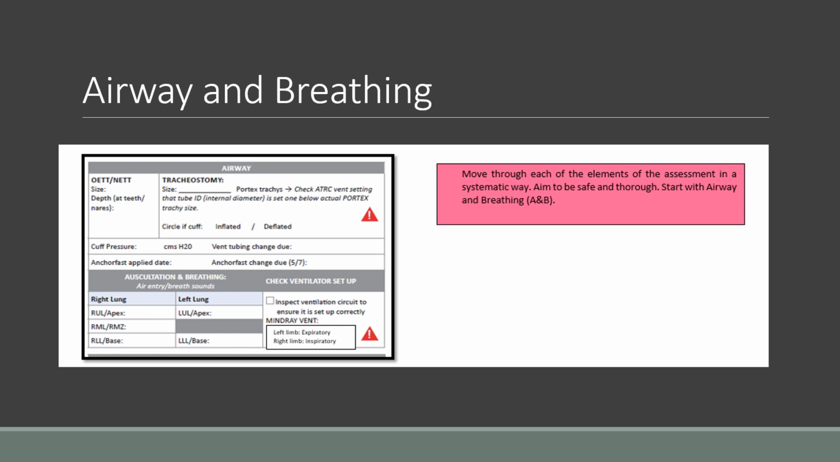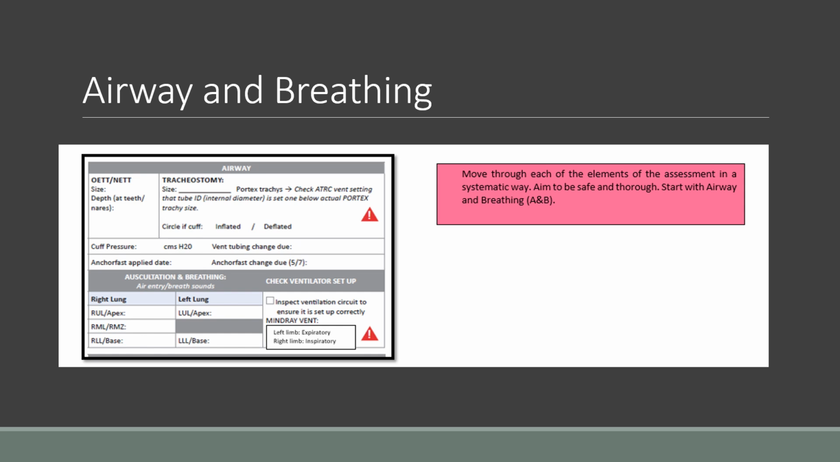So at the start of your assessment, we use the A, B, C, D, E approach. So airway, obviously, and breathing is A and B. Move through each of the elements of the assessment in a systematic way. If there's a place to document something, please document it. If you're not sure, try and find the answer. If you're not sure, for example, when vent tubing was changed, but you know that the patient's been in for 4, 5, 6, 7, 8 days, then just go ahead and change it. And make sure that it's labelled so that the next person can know when the vent tubing's been changed.